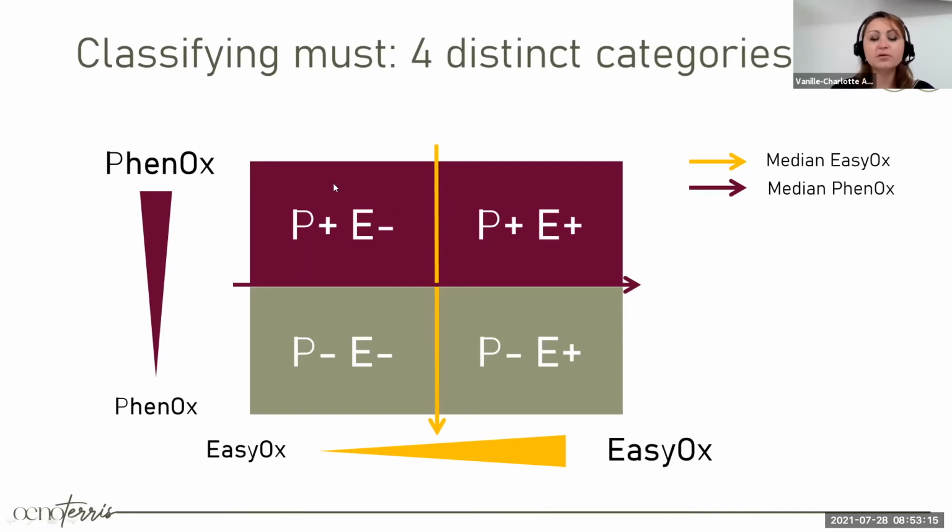So for example, a wine that is P plus and E minus means that we have a Phenox that is higher than the median of the grape variety that we determined in the PolyScan, while E minus means that the Esiox is lower than the median of the considered grape variety.